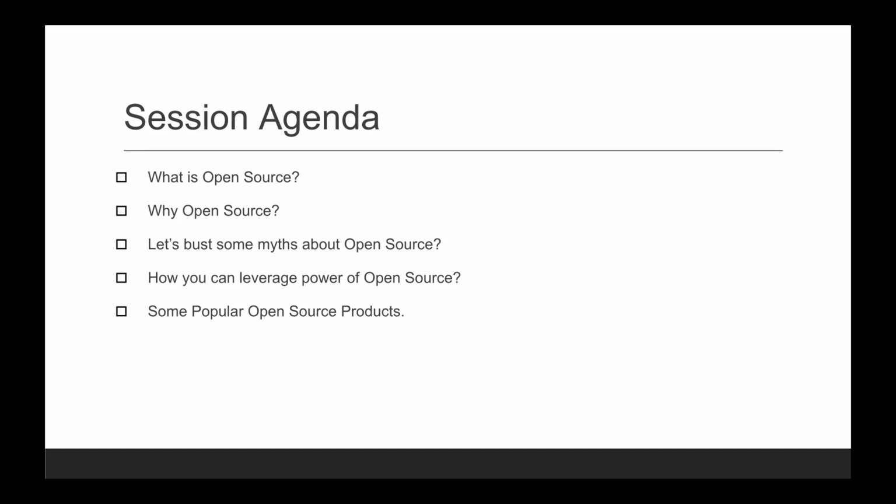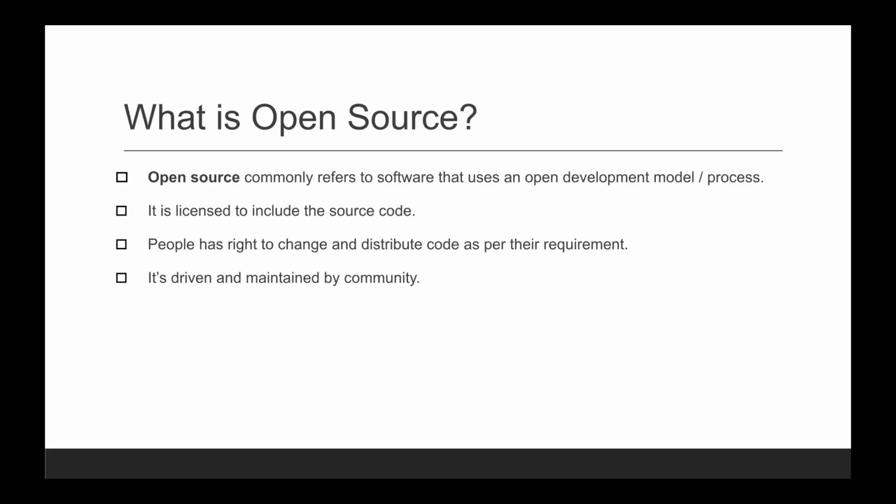Okay, so next, what is open source? Open source commonly refers to software that uses an open development model and process, which we will see shortly, and is licensed to include the source code. So if any tool, framework or software is open source, that means its source code is readily available to you.